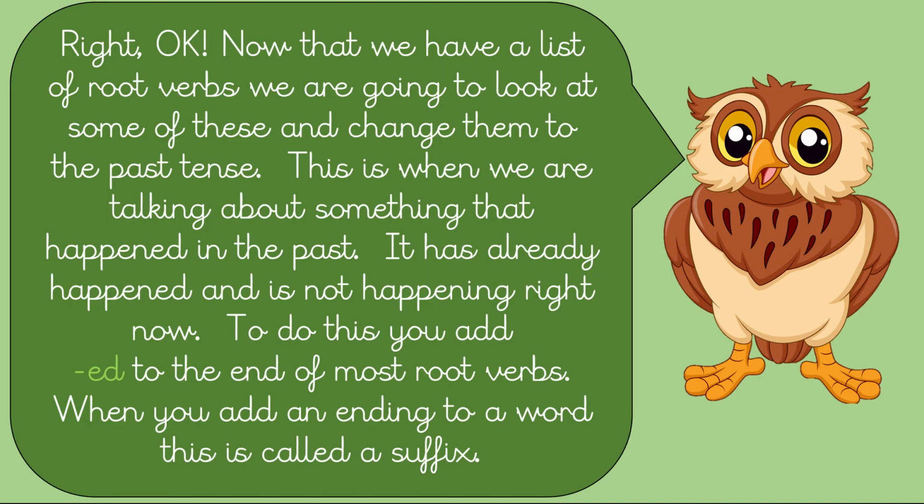Right. Okay. Now that we have a list of root verbs, we are going to look at some of these and change them to the past tense. This is when we are talking about something that happened in the past. It has already happened and is not happening right now. To do this, you add ed to the end of most root verbs. When you add an ending to a word, this is called a suffix.